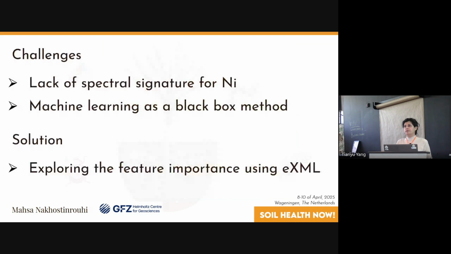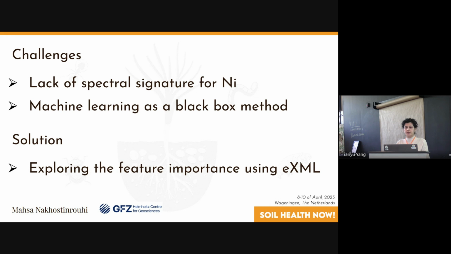So what method is common regarding measuring and analyzing nickel in soil is spectrometry data. And there are two main challenges regarding this data when we talk about nickel. The first one is that there isn't a specific spectral signature for elements like nickel. And it makes us use some methods like machine learning ones to analyze this element. However, these methods are black box, and it makes it difficult to make them more interpretable.